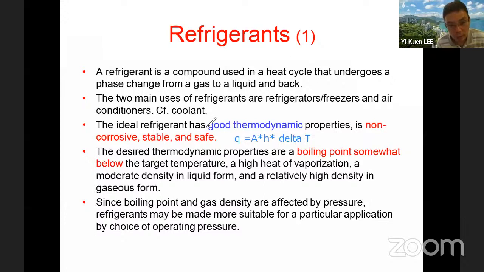Of course, for the working liquid or refrigerant, good thermodynamic property is not enough. We also have to make sure it's non-corrosive, stable and safe, and does not create big trouble, right? So these are non-trivial. Sometimes you have a much better thermodynamic property, but unfortunately it's not safe and it's corrosive, right? So this is an engineering design issue. We need to find the right material, the right liquid, to be useful for this kind of air conditioning system.